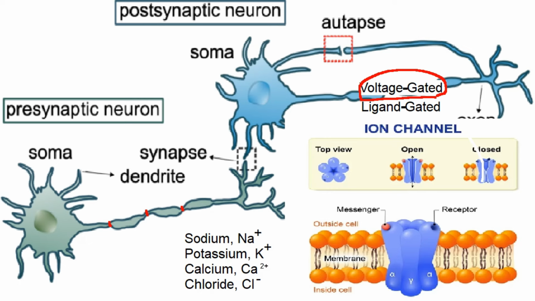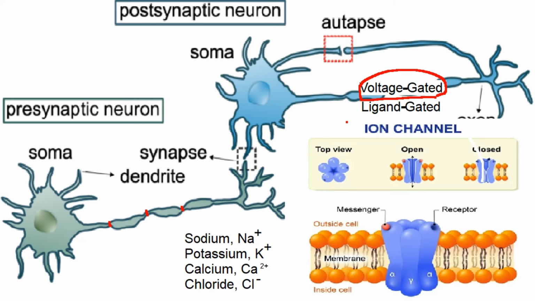Now, what do these ion channels actually do? The reason why they're called voltage-gated ion channels is that they are activated by changes in the electrical membrane potential. Now, the electrical membrane potential is what I mentioned before. It's like the changes in positive and negative charge, to put it simply.